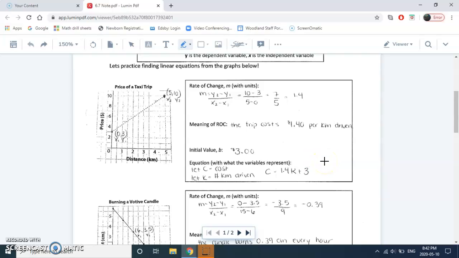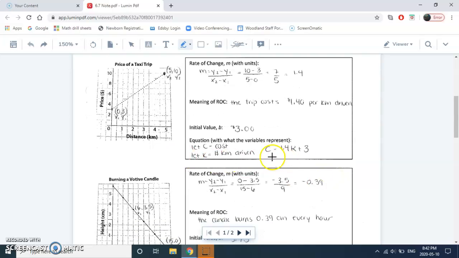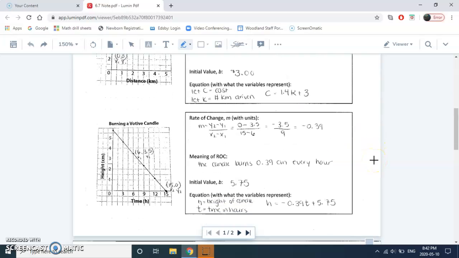So for the equation, with what the variables represent, we have let c equal the cost and let k equal the number of kilometers driven. So our cost c equals 1.4 times k, which is the number of kilometers, plus 3. So that is our equation now from that. So that's our y equals mx plus b. Let's take a look at our next one, which is burning a volatile candle.